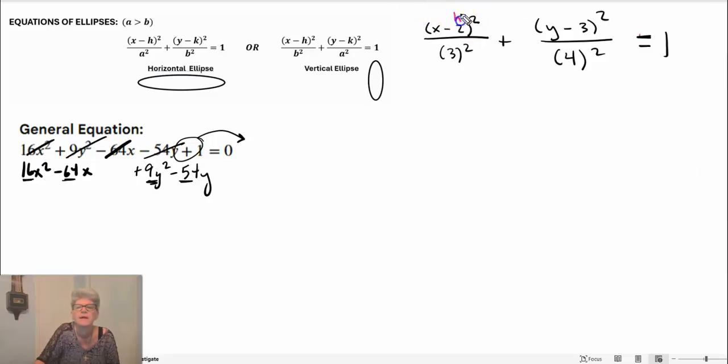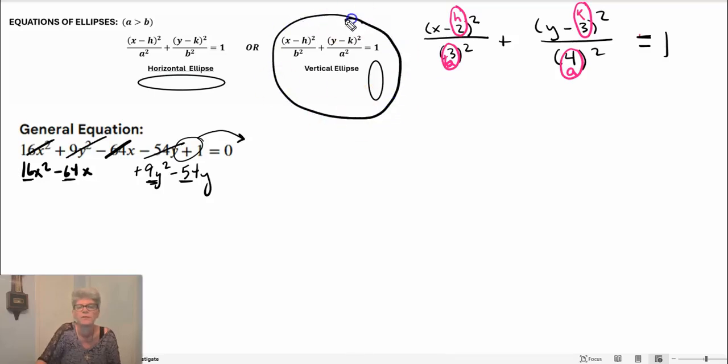My h, it's x minus h, so the h is 2. It's y minus k, so the k is 3. And the a is 3, I'm sorry, the b is 3 here. The a is the bigger one. The a is 4. a is 4 and b is 3. Okay, so my center, again, we're going to have a vertical ellipse. The center is going to be h comma k, which is going to be 2 comma 3.